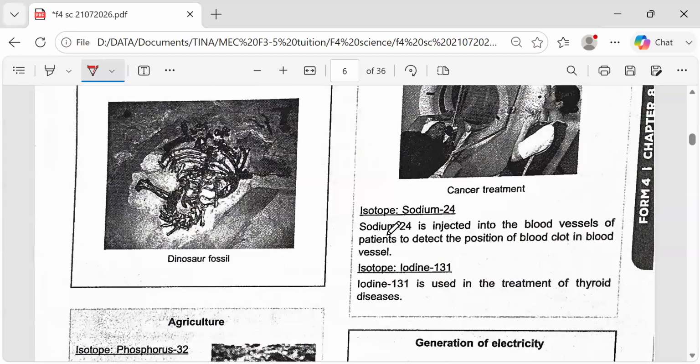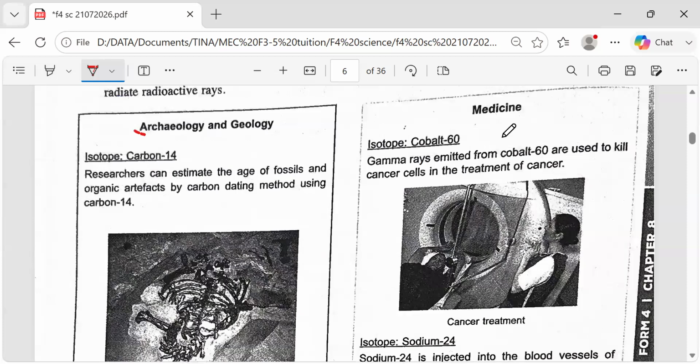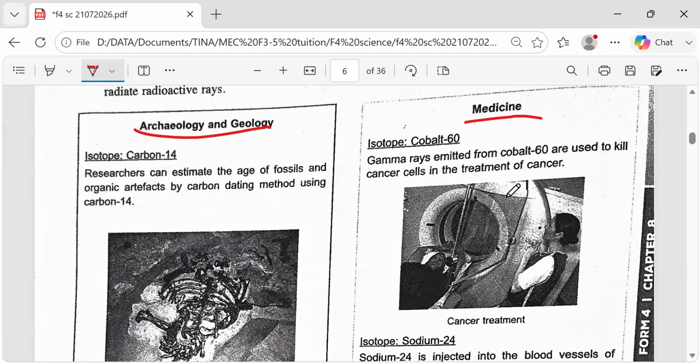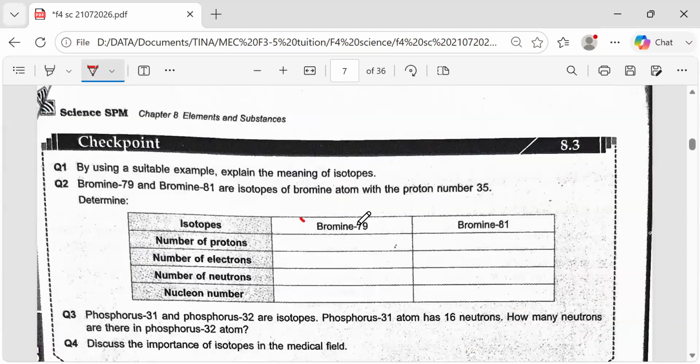Let's try and do some questions. We talked about this one. Carbon 14 is for archaeology. Medicine is cobalt 60. Remember? The one to cure cancer, to treat cancer. And then electricity, we use uranium, nuclear power. And then agriculture, we talked about all this already.